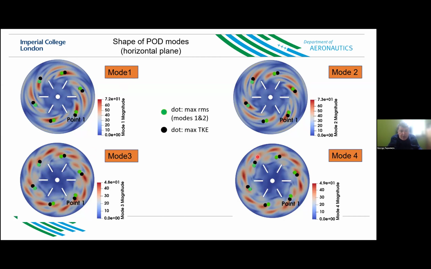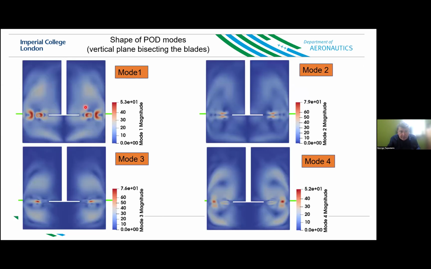If you look at modes 3 and 4, you can see again that they are shifted with respect to the azimuthal direction, and they also have spatial structures which are almost half, in terms of spatial scales, compared to modes 1 and 2. So as we increase the mode order, we get smaller and smaller structures, and eventually, as I said, we get to a situation where we have structures that approach homogeneous isotropic turbulence.